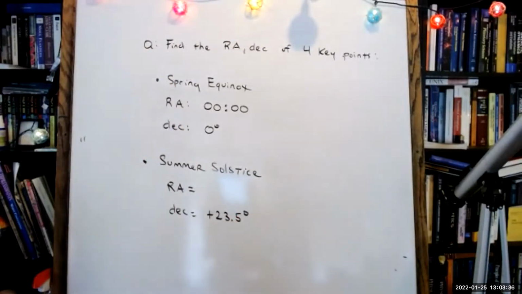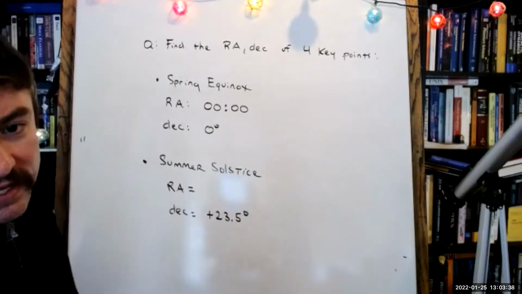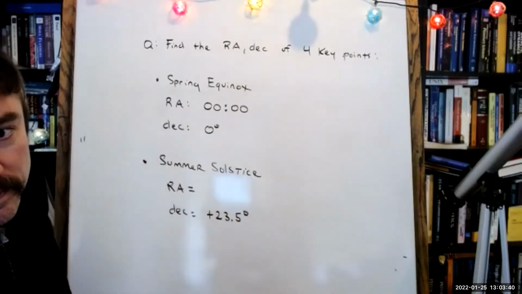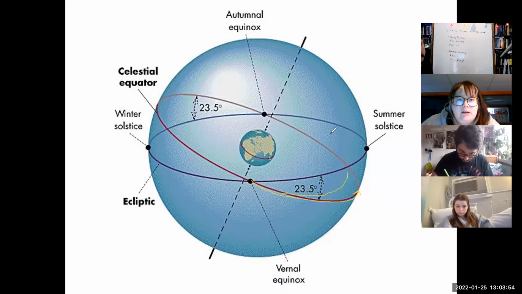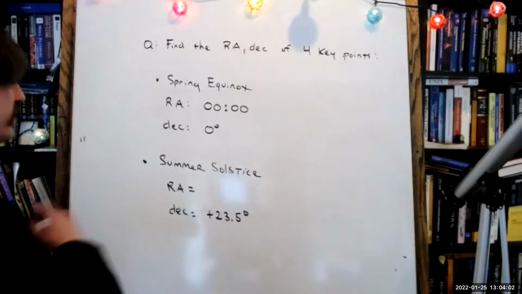Okay. Nice job, Caitlin. How about the right ascension? Try to give you a little hint here, okay? 6 hours. Very good. 6 hours. If you go all the way around the sphere, it's a 24-hour rotation. So the summer solstice is a quarter turn, making it 6 hours.